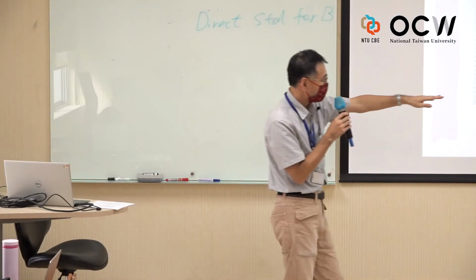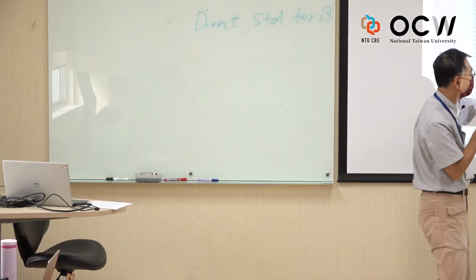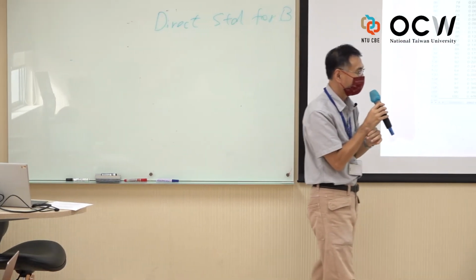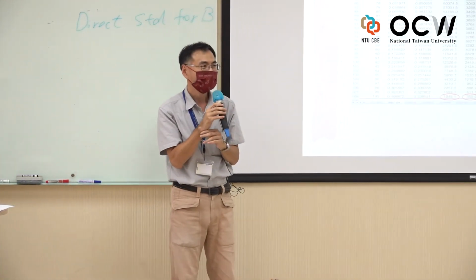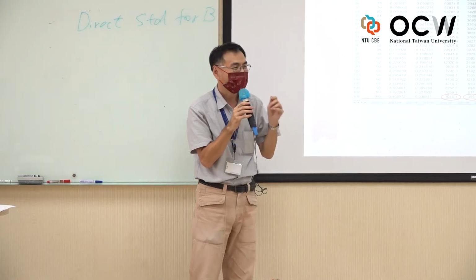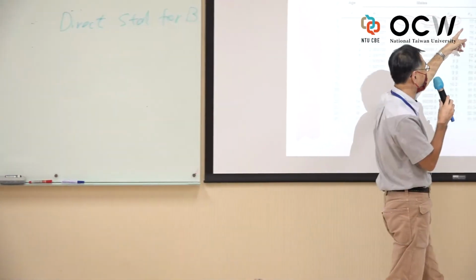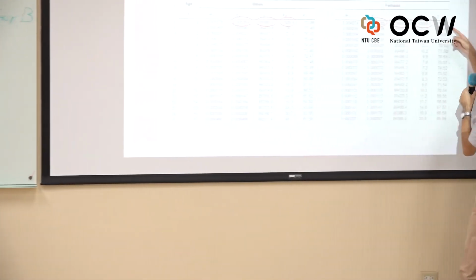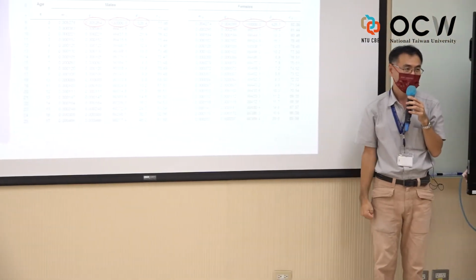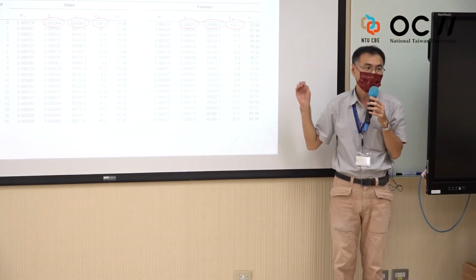You can do exactly the same thing for female. And they just add up all the contributed person years divided by 100,000. That's the number we have here, 77.98 for males and 82 for females. Okay, so this is a trial calculation.